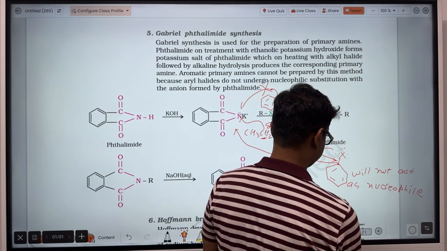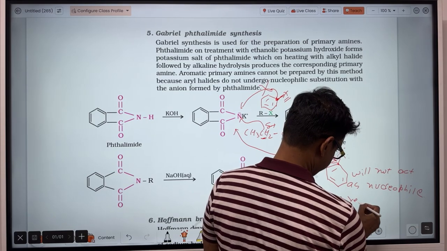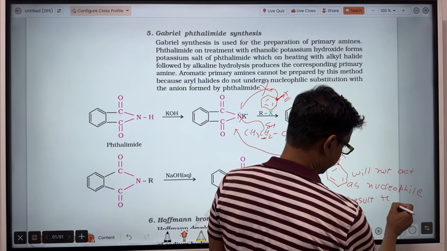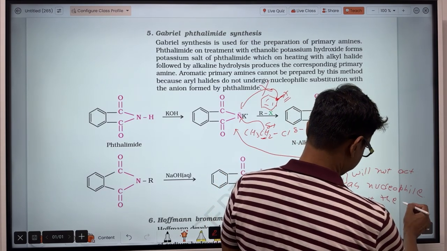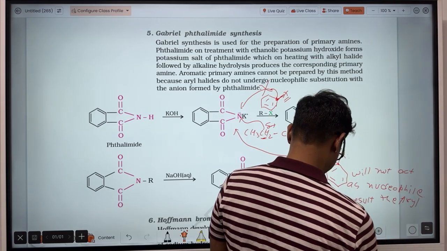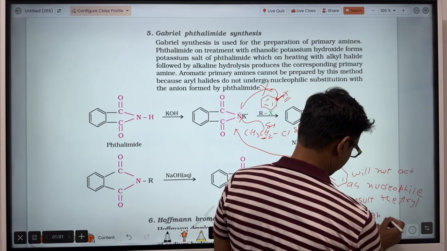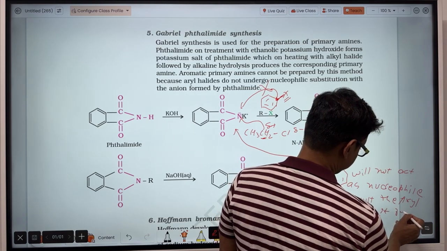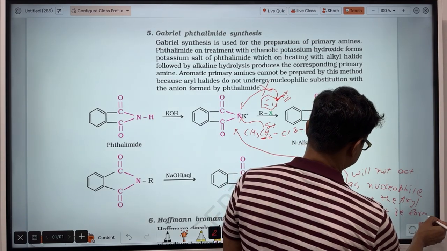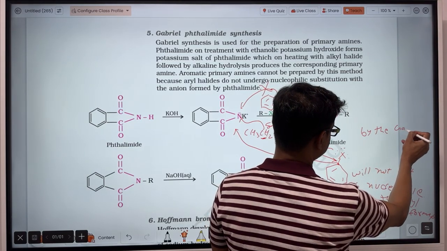As a result, aryl halide cannot be formed by the Gabriel phthalimide synthesis.